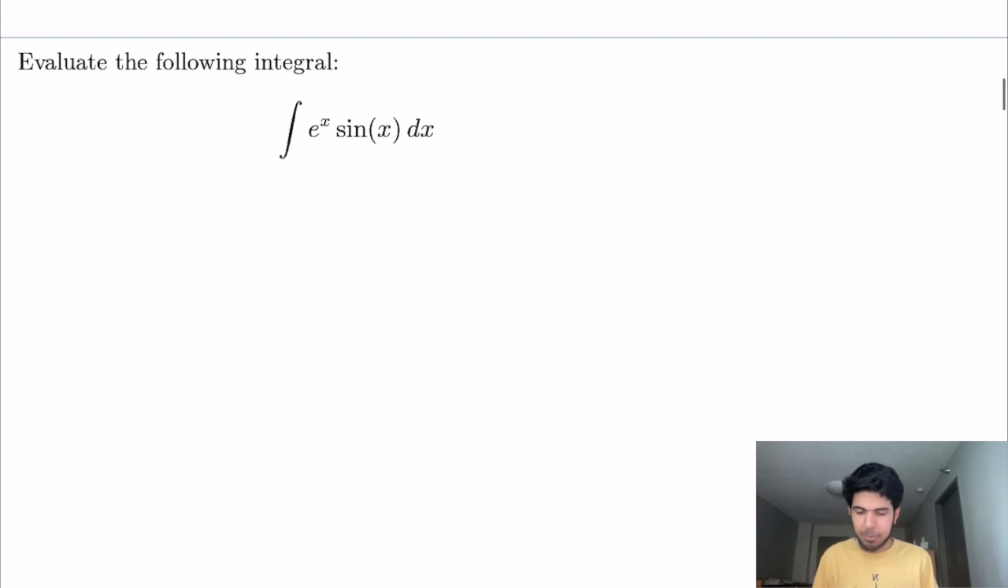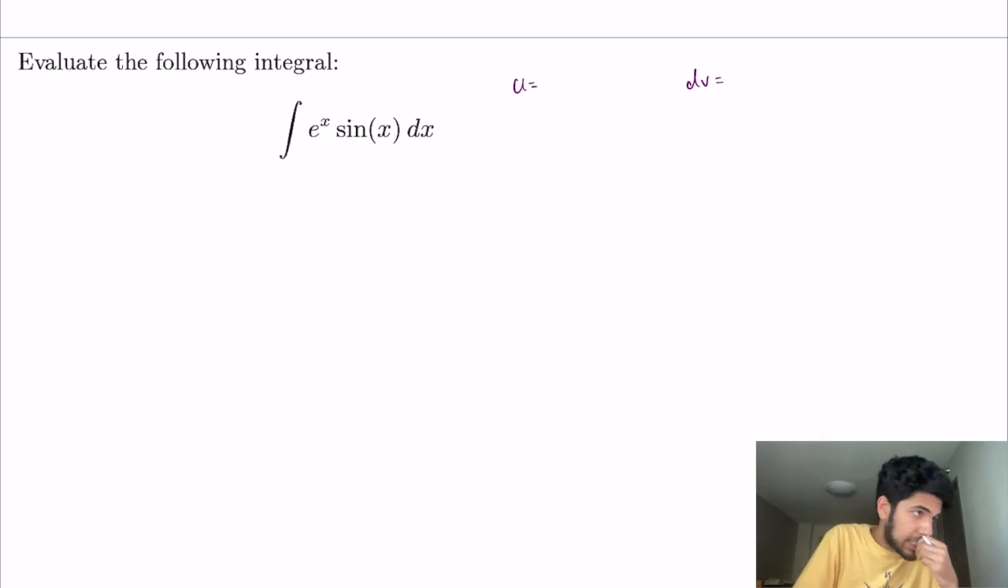Let's do another example. Evaluate the following integral, e to the x sine of x. Okay, so, let's see. It's the product of two things. U substitution probably won't work. Let's do some integration by parts. U equals something, dv equals something.